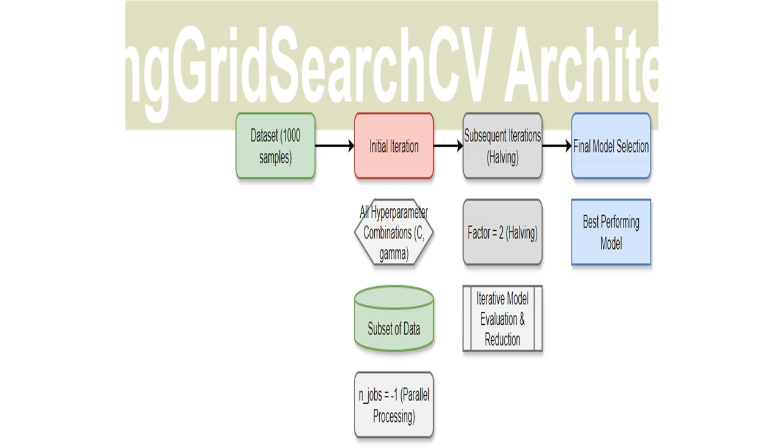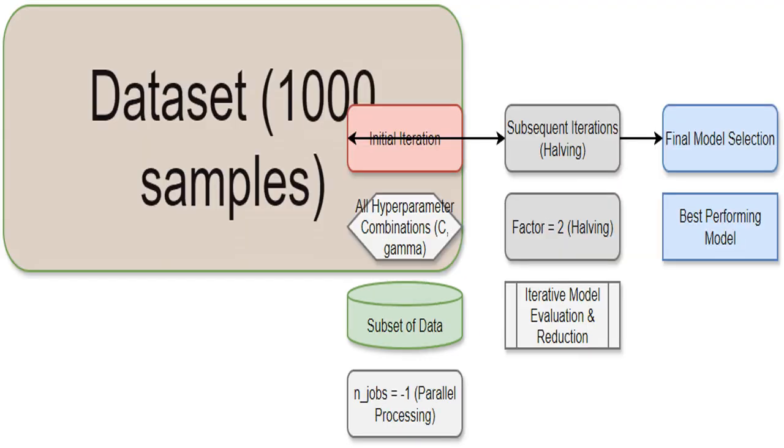I see HalvingGridSearchCV as a smart way to find the best settings for a support vector machine, SVM. It's like a tournament where we systematically eliminate underperforming models to find the champion. We're working with a dataset containing 1,000 examples. These examples will be used to train and test our SVM models.